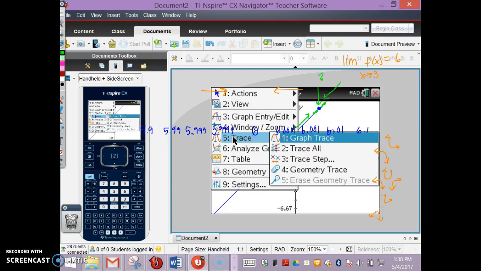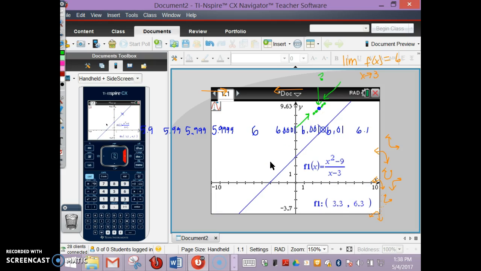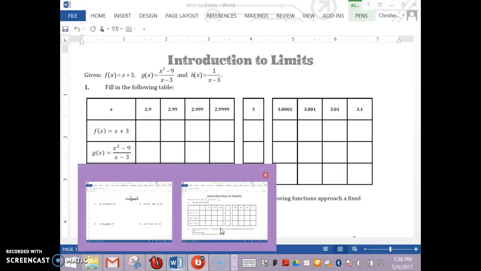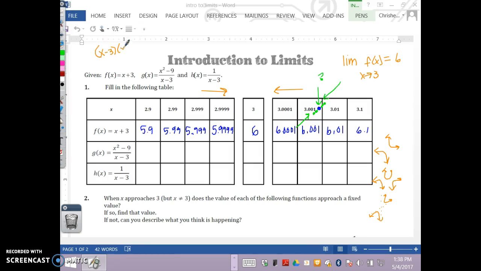Let's go to trace. Going up, going up, going up. Oh! Nothing there. Remember, it was called a hole. So you might look at this numerator and say, I think I see something going on there with that difference of squares. So x squared minus 9 factors into x minus 3 times x plus 3. And remember, when that factor cancels, that's when we have a hole.